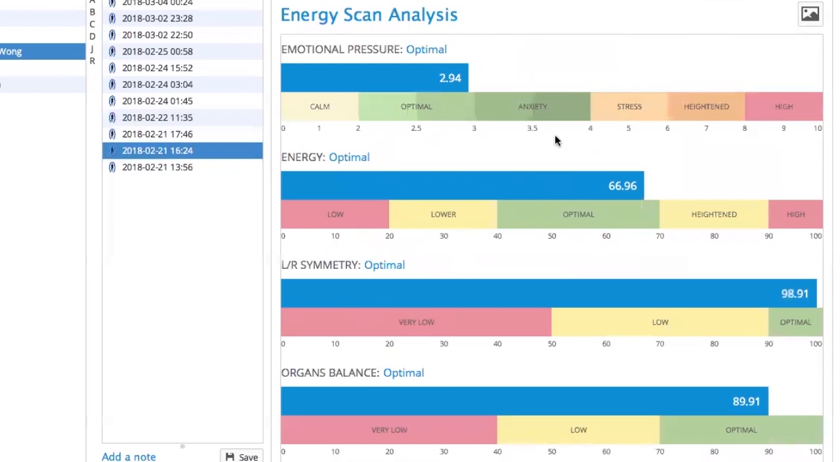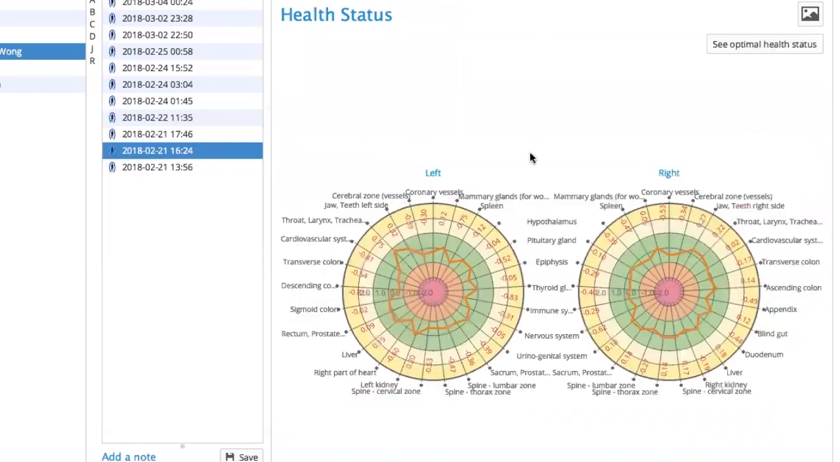Okay, and it also shows you your energy level, and emotional pressure, whether you are calm, optimal, anxious, stressed, heightened, or just under too much pressure. And for energy, it shows you low, lower, optimal, heightened, high. It shows you the symmetry, how balanced you are from left to right, and how balanced your organs are. And it shows you your health status.